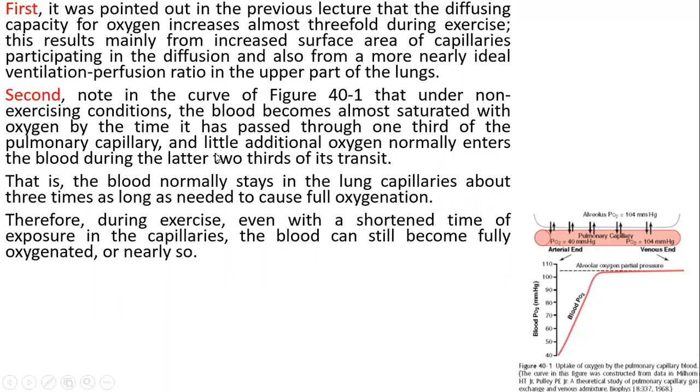Second, note that the curve in figure 41 under non-exercising condition shows the blood becomes almost saturated with oxygen by the time it has passed one-third of the pulmonary capillary, and little additional oxygen normally enters the blood during the later two-thirds of its transit. That is, blood normally stays in the lung capillaries about 3 times as long as needed to cause full oxygenation. Therefore, during exercise, even with a shortened time of exposure in the capillaries, the blood can still become fully oxygenated or nearly so.